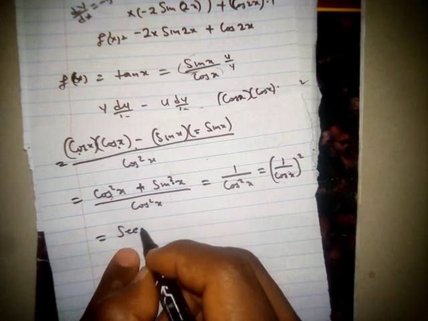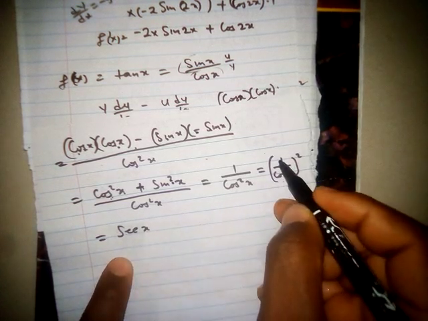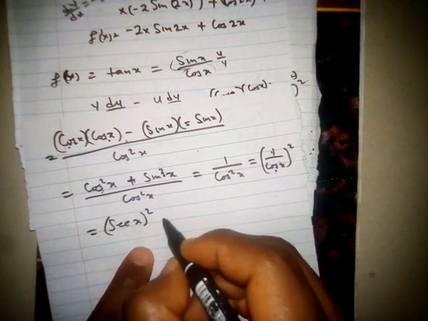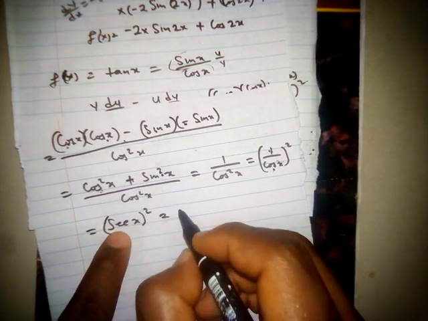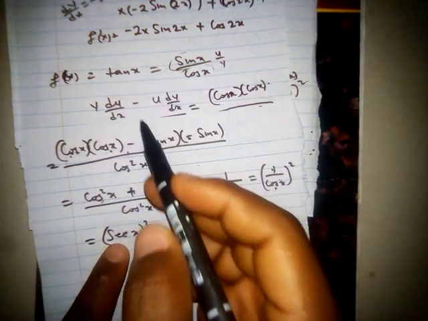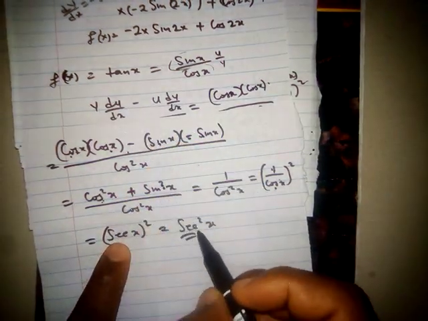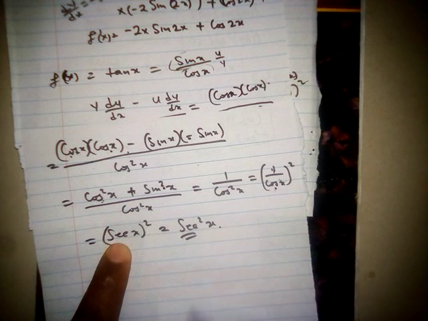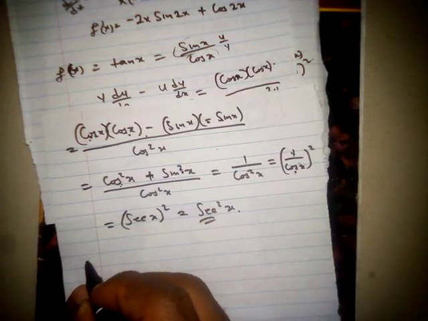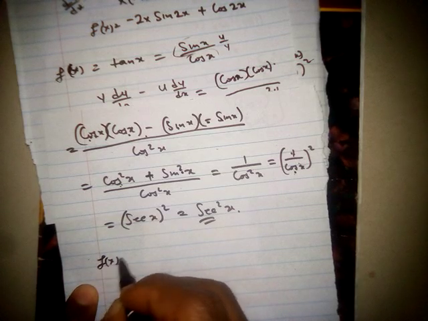So we write this as sec x. Now that is for 1 over cos x. Now we put our square. Remember that when I say this is all squared, it's the same as saying sec square x. So therefore, whenever we differentiate tan x, our result is sec square x.